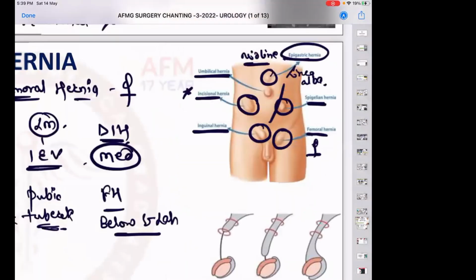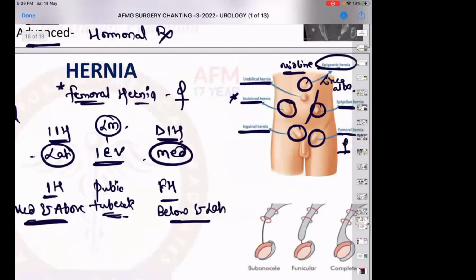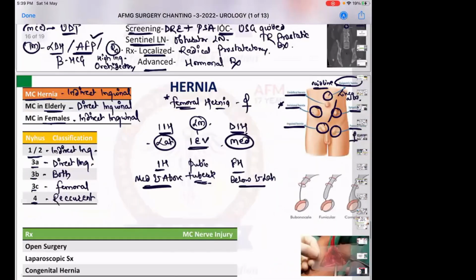Now, please let me know which are the hernias which more commonly strangulate. This is important. Strangulation means there would be decreased blood supply to the contents of the hernia. Usually, if there is a defect in the abdominal wall, the contents of the abdomen will come out. It can be intestine, or it can be any other organ.